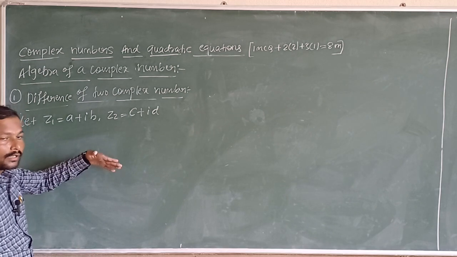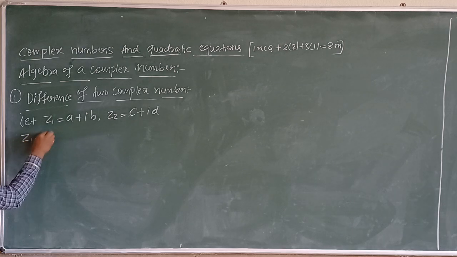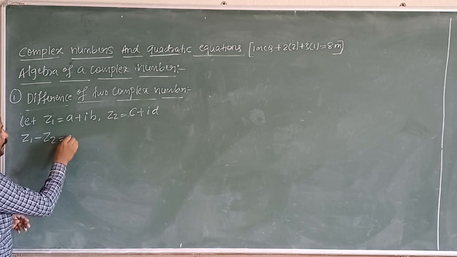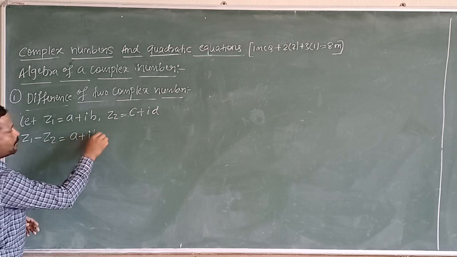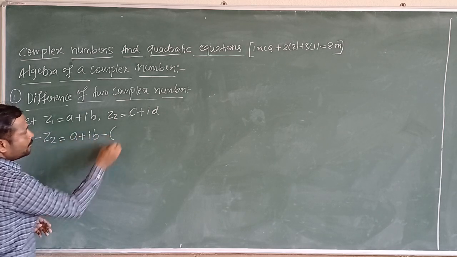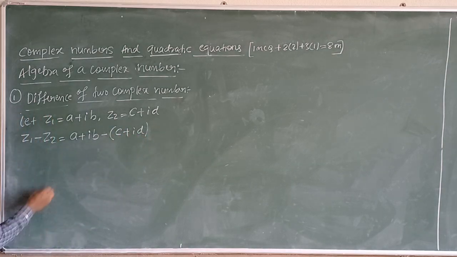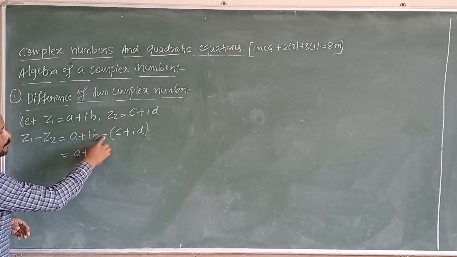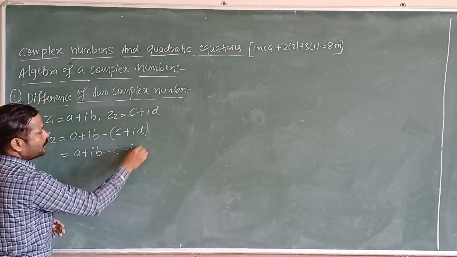Now we did additions here, now we have to do subtractions, right? That is z1 minus z2 is equal to the first complex number a plus ib minus the second complex number c plus id. Then a plus ib as it is, minus into plus is minus c, minus into plus is minus id.